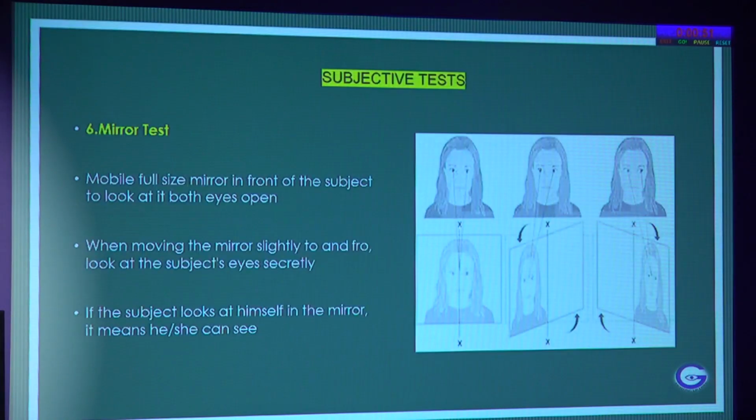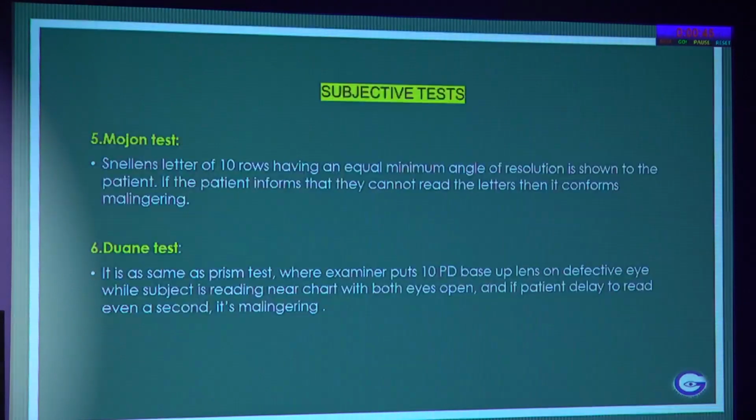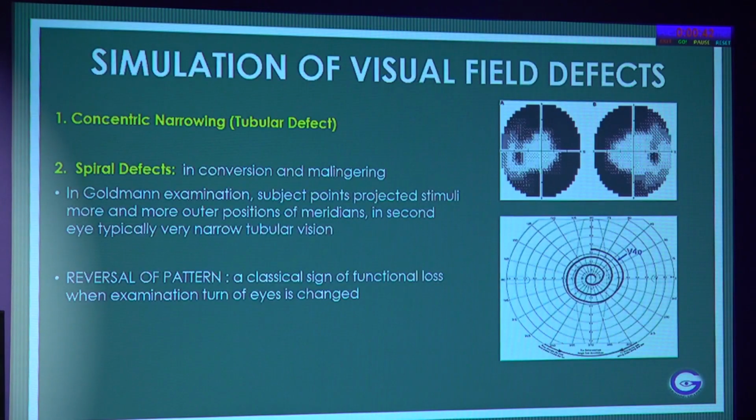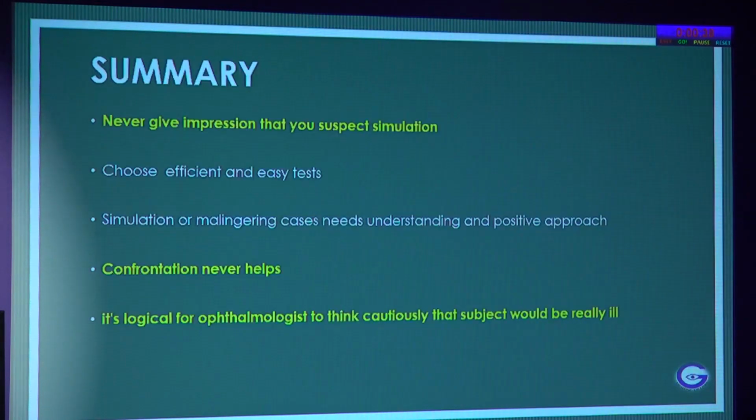Some important things that you can do are some subjective and objective tests. I'll just finish this. I'm not going to talk about this much because Dr. Rohit Saxena is going to tell us about it. There can be different types. There can be simulation of visual field defects, night blindness, and all that.